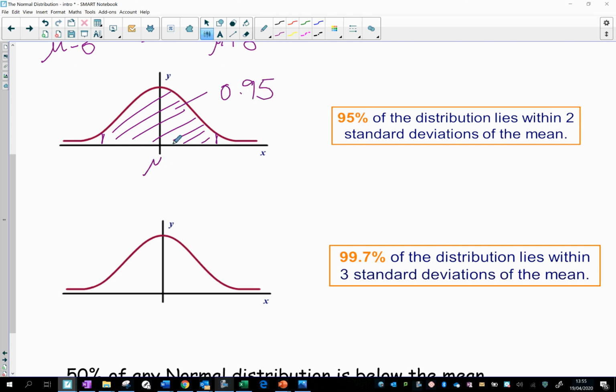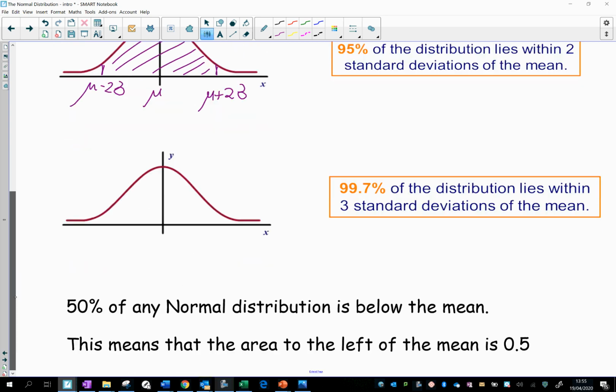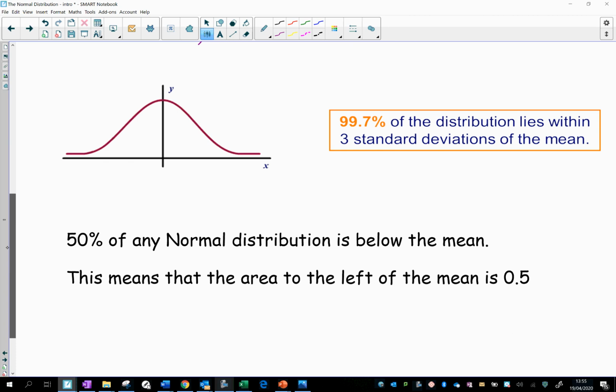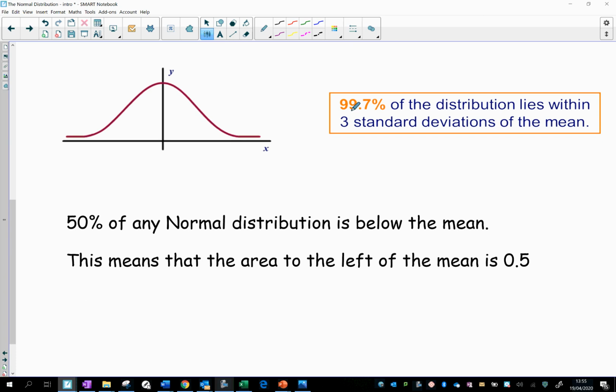if this is the mean, and then this is the mean plus 2 standard deviations, and this is the mean minus 2 standard deviations. So 95% of your population should be between 2 standard deviations either side of the mean. If we go up to 3 standard deviations, and this is for a typical normal distribution, then 99.7%, now that's pretty close to the whole population, should be within 3 standard deviations of the mean.